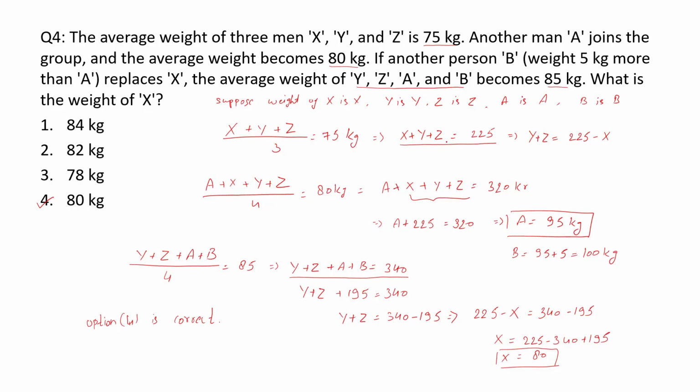So in total we had 1, 2, 3 equations. From the second equation I got to know the weight of A as well as the weight of B. Now in the third equation I substituted the weight of A and B. From the first equation I have computed Y plus Z and substituted it over here to get the value of X. Okay. So one by one, logically, you just have to solve the problem.